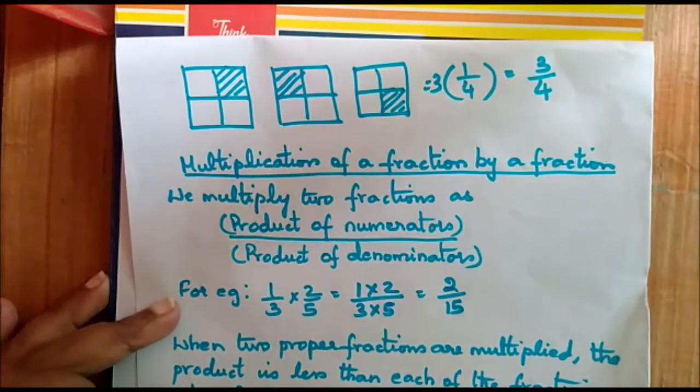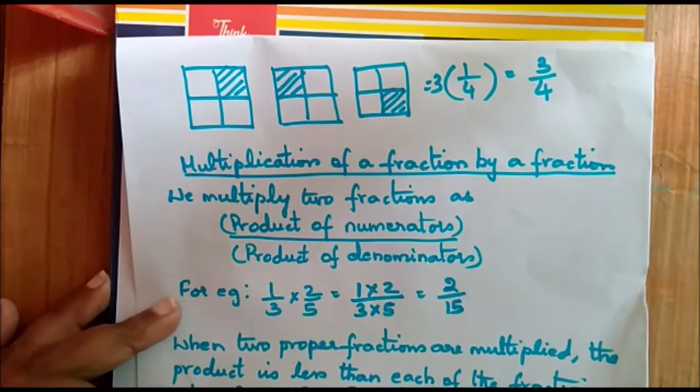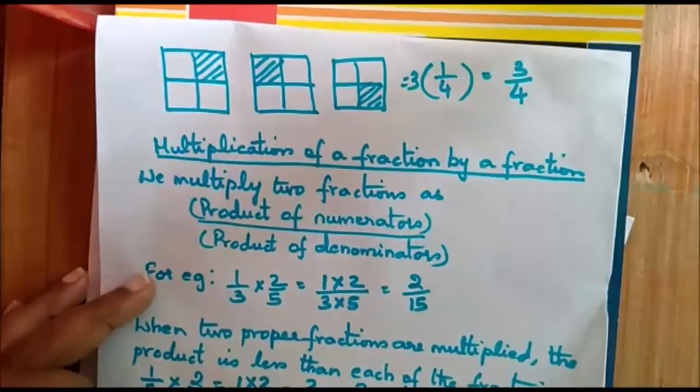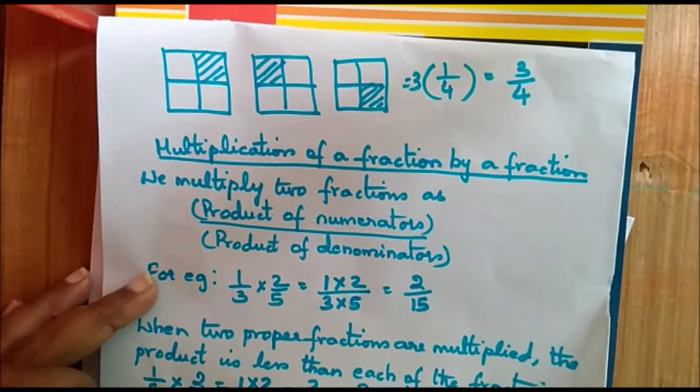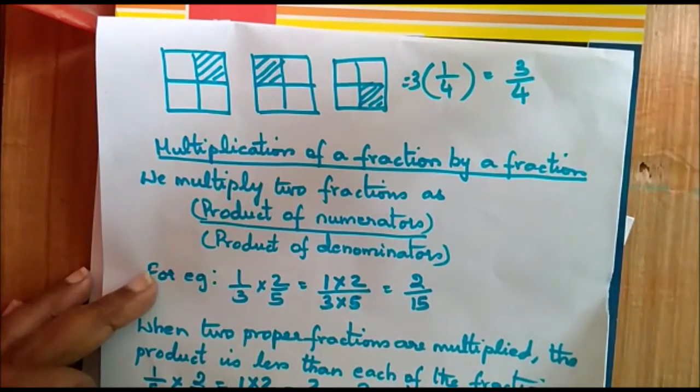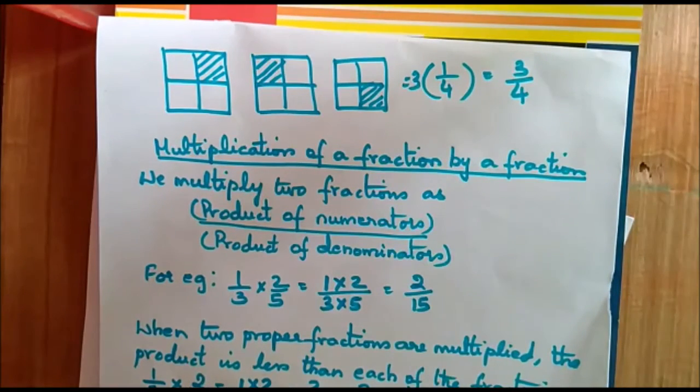Now let us take this example. 1 by 5 into 2 by 7. How will I multiply this? I can multiply this as 2 by 35. Okay. Now 2 by 35 is less than 1 by 5 and 2 by 35 is less than 2 by 7. I hope you get that the answer is less than each of the fractions.